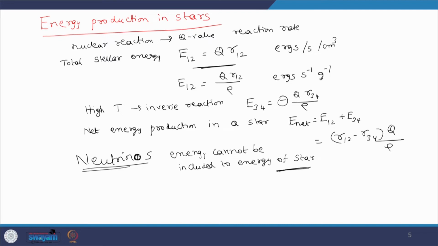Now, you can say, okay, in beta plus decay a positron is emitted. Well, this positron immediately will find an electron in the surroundings and undergo pair annihilation, and two 511 keV gamma rays are emitted in opposite directions. Again, you have the gamma rays, and gamma rays can be easily absorbed within the star when compared to neutrinos.